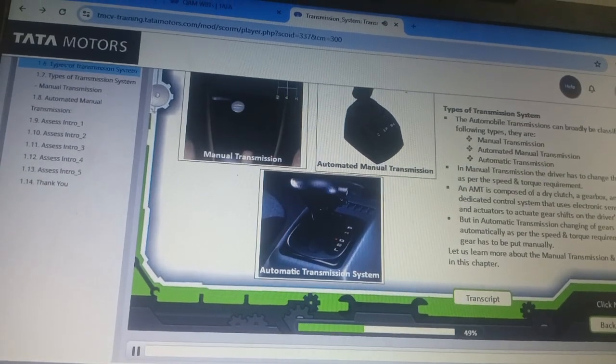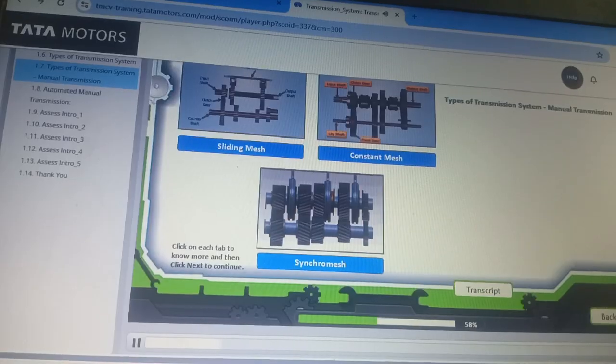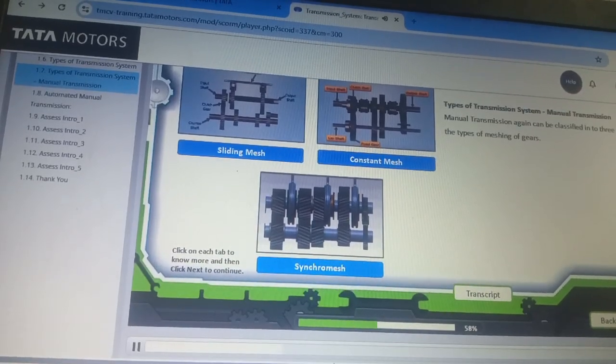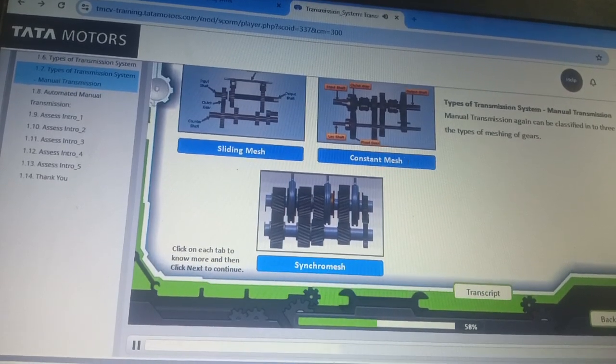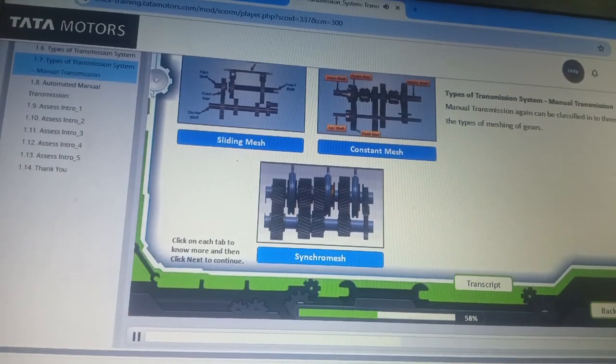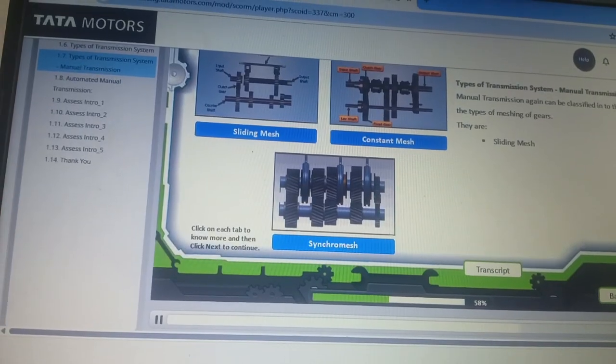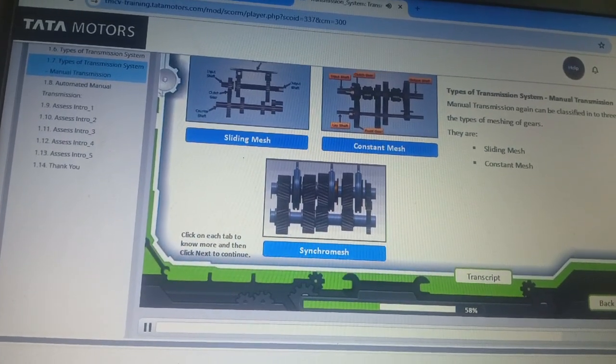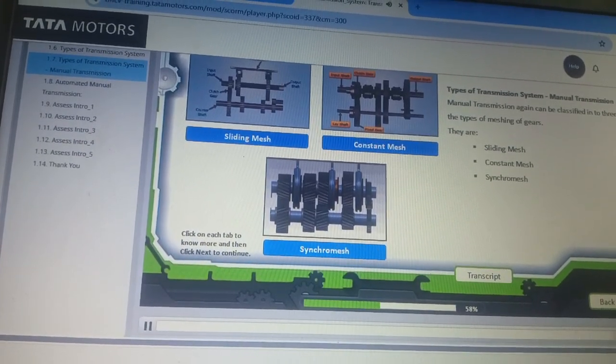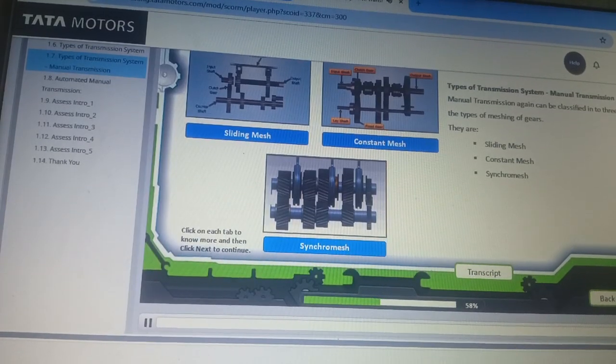Click Next to continue. System, manual transmission. Manual transmission again can be classified into three types based on the types of meshing of gears. They are sliding mesh, constant mesh, synchro mesh. Click on each image to know more.